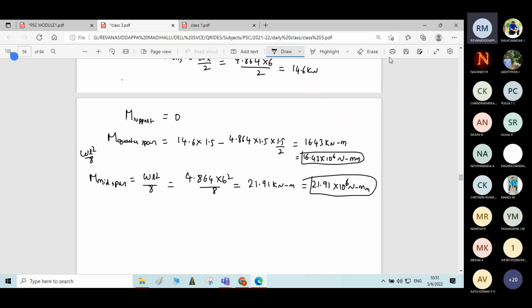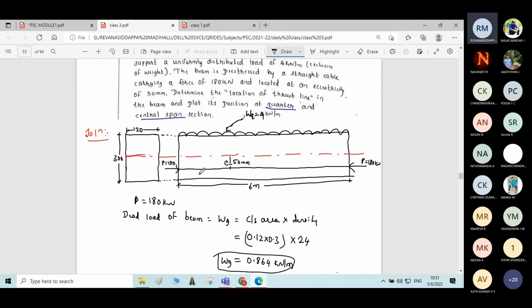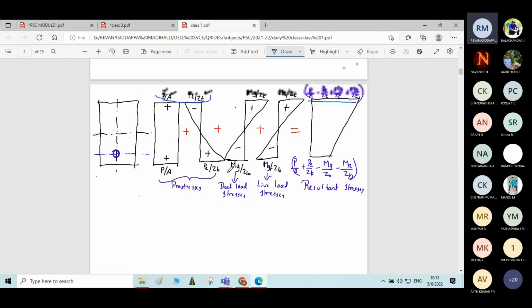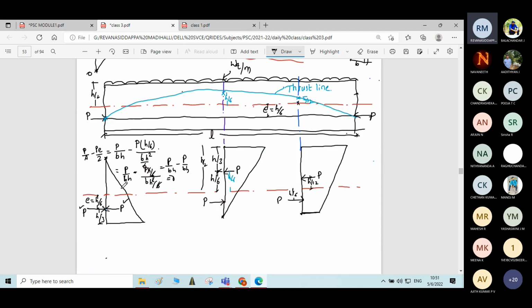Okay. Now, very important step. See, here the type of cable given is a straight cable. What is the actual procedure of locating the thrust line that we have done? First, we have to find the thrust distribution at the support, quarter span, center span.